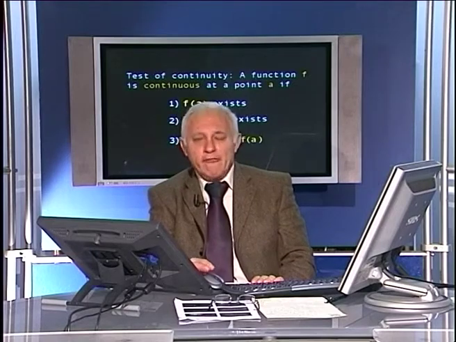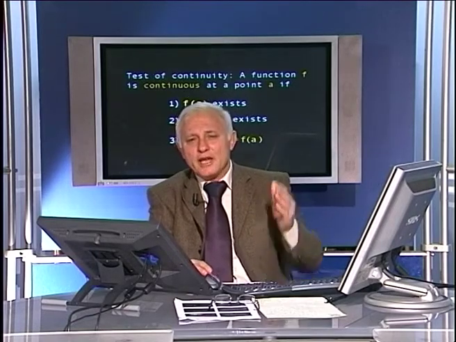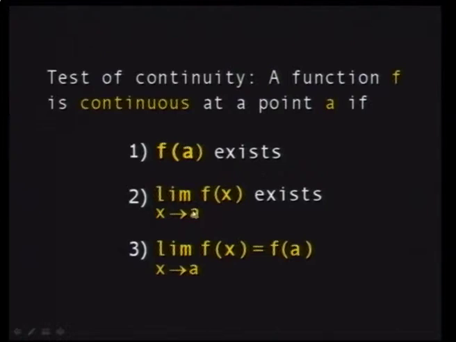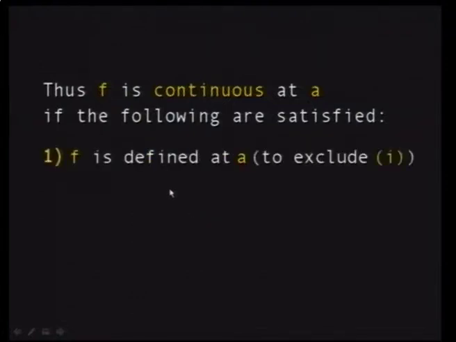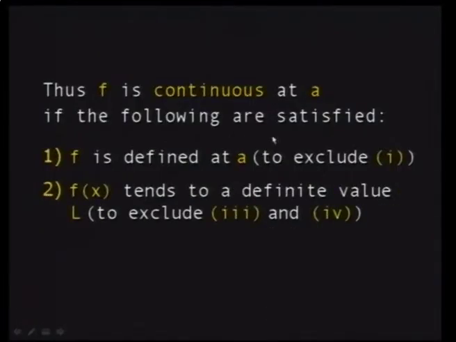But usually in calculus, we do the 3 steps in tandem, in sequence. It's easier. Why do we do so? Because first of all, you check whether f of a exists. If f is defined at a, you can directly exclude the first case, which you remember was where f was not defined at a. So if it is defined at a, then you can exclude directly the first type of discontinuity. Next, if f of x tends to a definite limit L, a real value, in other words, the limit exists at this point, then you can easily exclude the third and fourth types of discontinuity. But then you move forward.